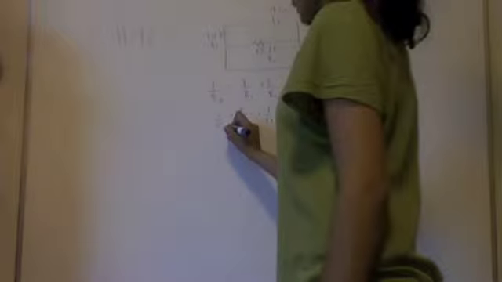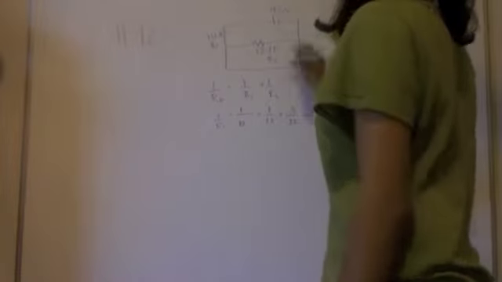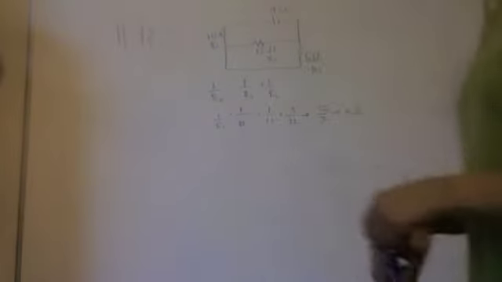So this is going to be 1 over 6 plus 1 over 12, which is equal to 1 over RT. This is equal to 3/12. Since this is 1 over RT, this is going to turn into 12 over 3. So your R total for this part of the circuit is going to be 4 ohms. That's your total resistance of the parallel resistors.